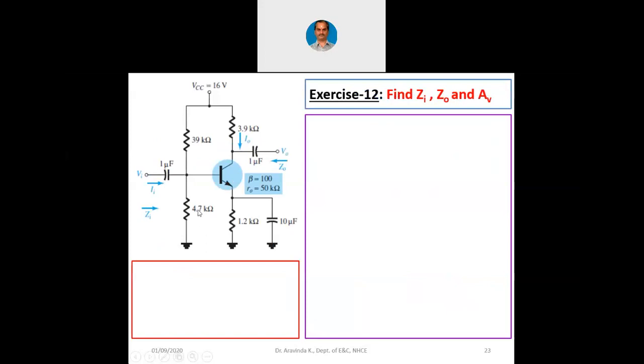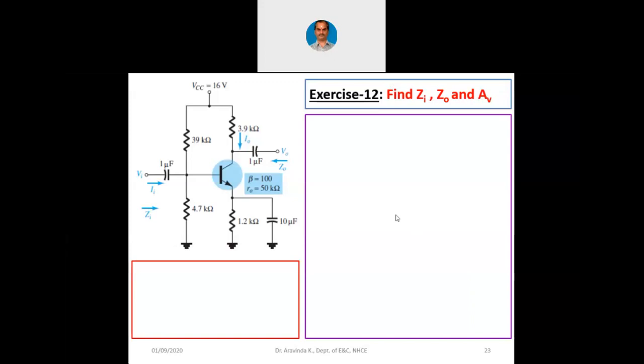Now, as all other things are remaining the same, except for that R1 parallel with R2, all other expressions for the voltage divider bias are going to be the same as that of base bias. So let us proceed directly to an exercise. You can see this exercise where beta is given as 100, R0 is given as 50 kilo ohms, and all the capacitor values are given.